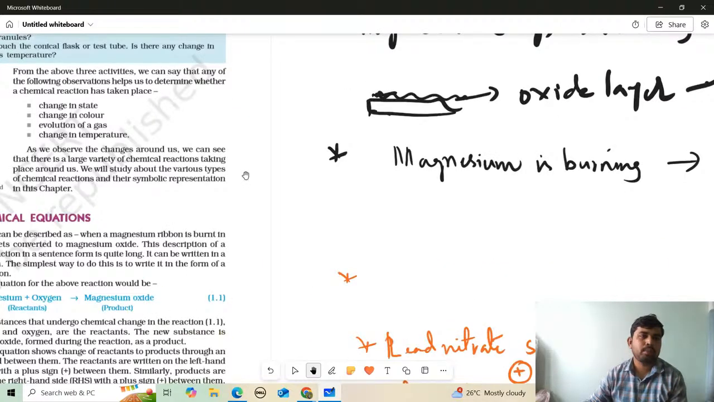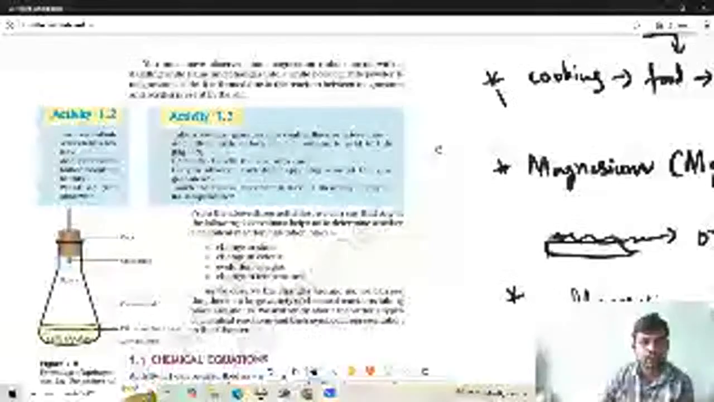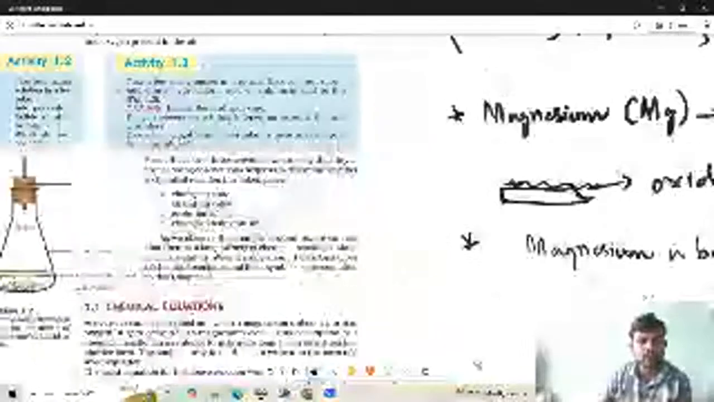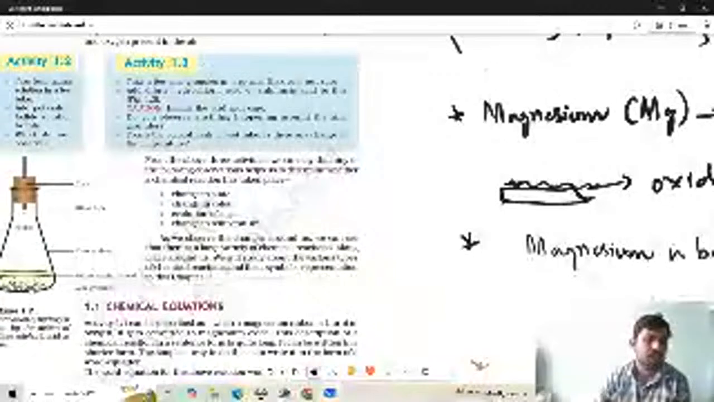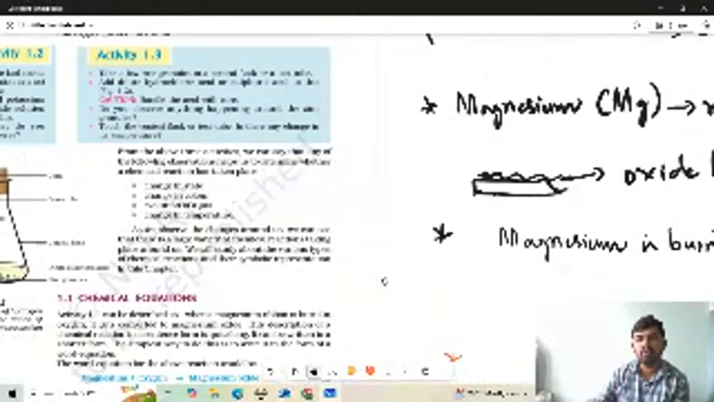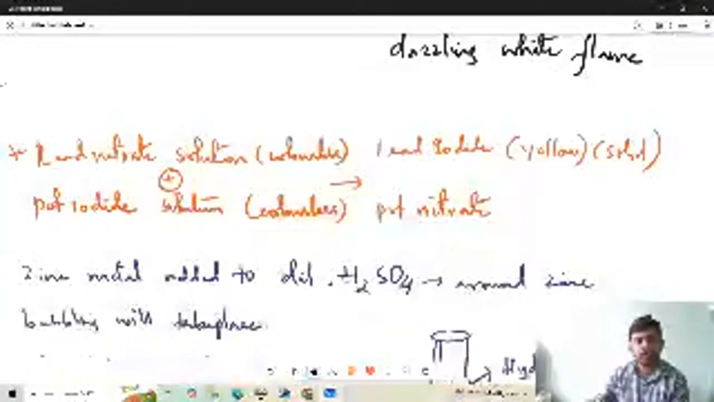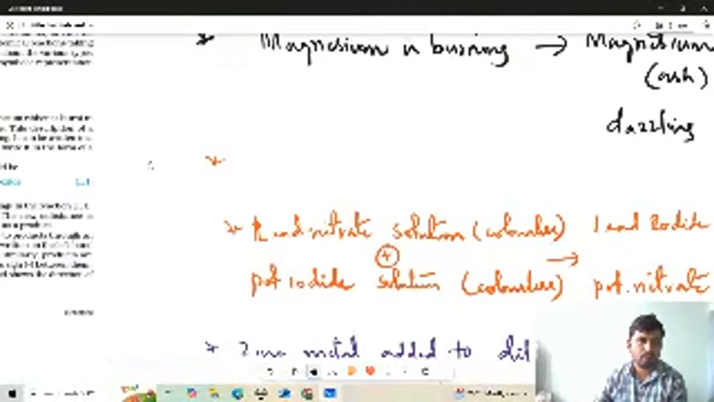Okay, in this activity, take the zinc in a conical flask or test tube, add dilute hydrochloric acid, and observe what happens to the zinc granules. Zinc granules means small pieces of zinc. So when we add the zinc, we see around the zinc the formation of hydrogen gas in terms of bubbles. That is what we observed here.